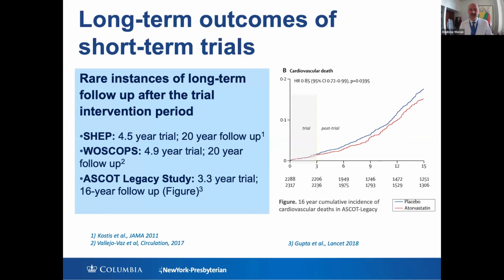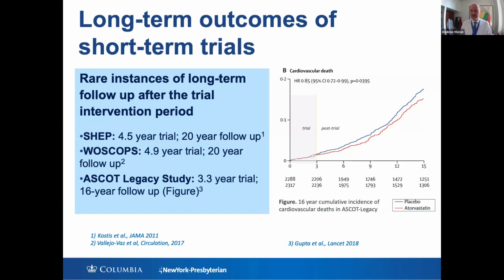So there are some studies or methods that have approached more of a longer term perspective, addressing one of the limitations that I told you about in the prior slide. And this slide shows you some examples of short-term clinical trials that actually were able to do long-term follow-up. The examples I list are the SHEP, systolic hypertension intervention trial in older adults in the 1990s, WOSCOPS and ASCOT, which were both statin treatment trials. And they all had, typical of most treatment trials, a follow-up time of less than 5 years, but they were able to follow these patients up for a longer term.